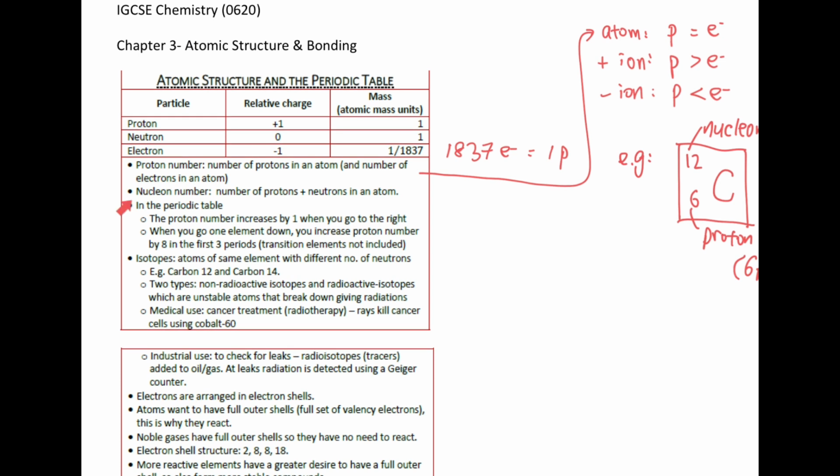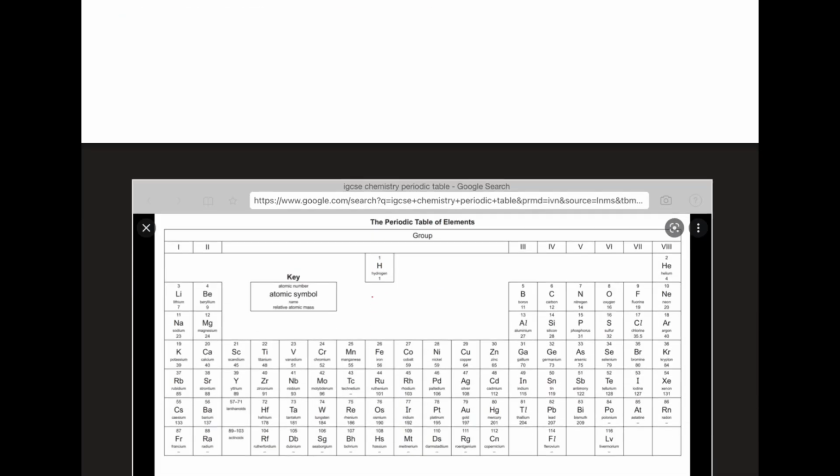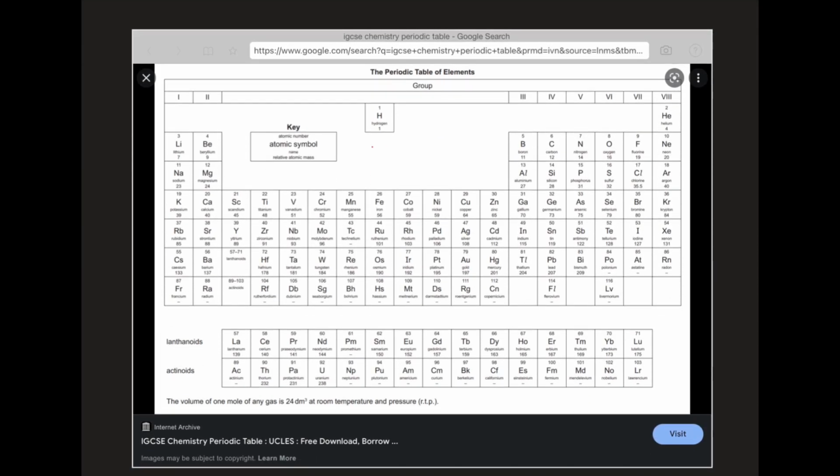In the periodic table, the proton number increases by 1 when you go to the right. So when you go one element down, you increase proton number by 8 in the first 3 periods. Transition elements not included. Okay, let's take a look. They say when you go down the groups, the proton number increases by 8. Let's see whether it's correct or not.